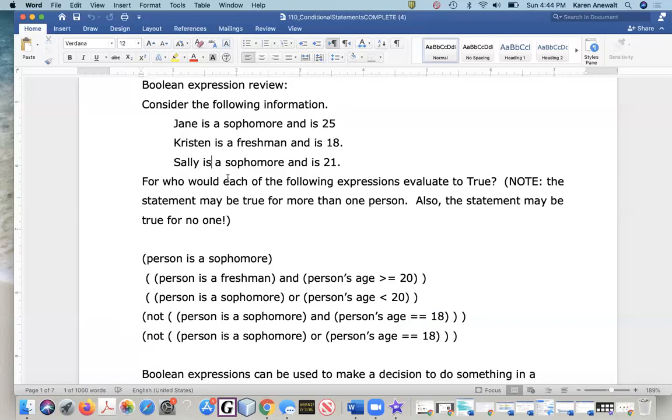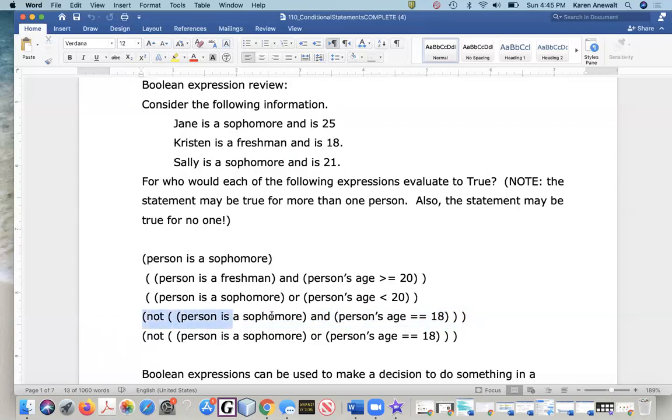And finally, Sally's a sophomore and she is exactly 21. When we evaluate that, she is a sophomore, but she's not 18. So the inside sub-expression is false. And when we take the not operation of that false sub-expression result, then we're going to get the inverse value, which is true. So absolutely everyone made this example true.